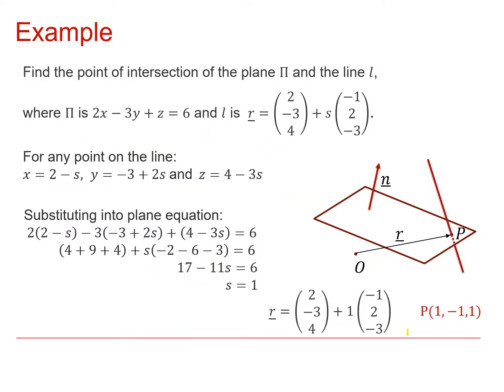And there's that written up a little bit more neatly. This is extracting the components x, y, and z from the equation for the line. That's the substitution into the equation for pi. Tidy it up, and we get through to s equals 1. So that's the parameter value in this line for the point of intersection. Plug that in, and we end up with P is 1, minus 1, 1.